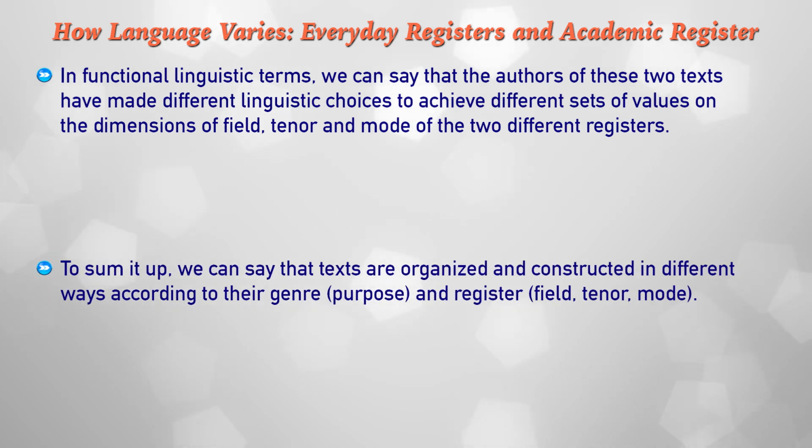To sum it up, we can say that texts are organized and constructed in different ways according to their genre, which is purpose, and register, field, tenor, and mode. The genre shapes the overall organization of the text, the stages through which a text unfolds to achieve its overall purpose, while the register shapes the lexico-grammatical patterns or linguistic choices made in constructing the text.